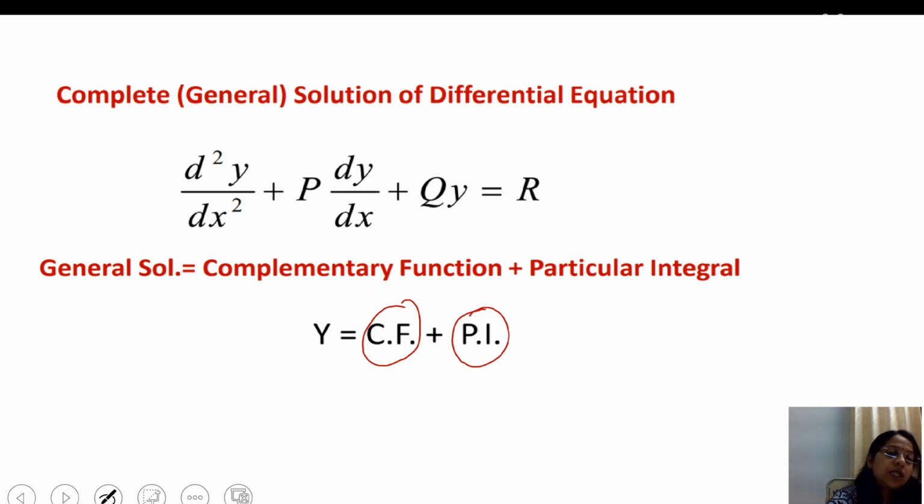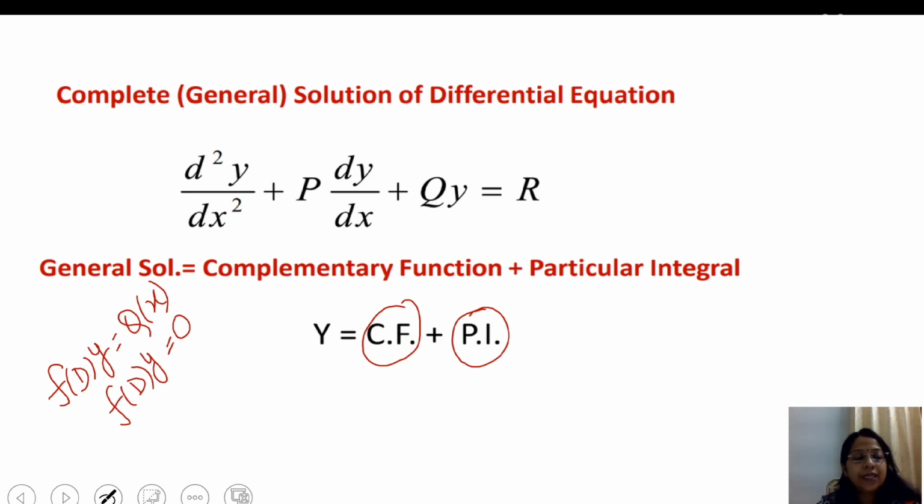So the general differential equation I was having is f(D) y is equal to q(x). To find the complementary function, we always assume f(D) y is equal to 0. Alright, always remember this point. Whenever we are going to find out the complementary function, we need to assume that f(D) y is equal to 0. And keeping this in mind, we find the solution of y. That is known as CF.